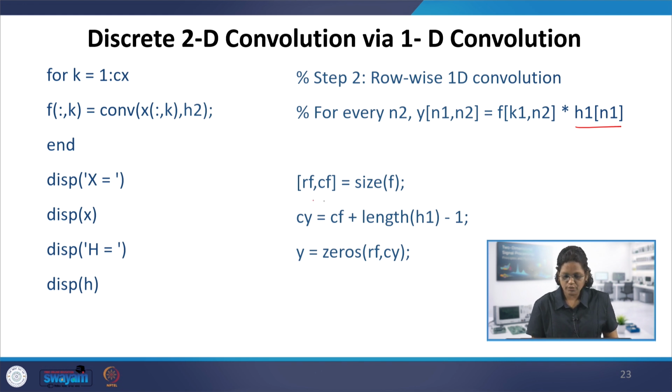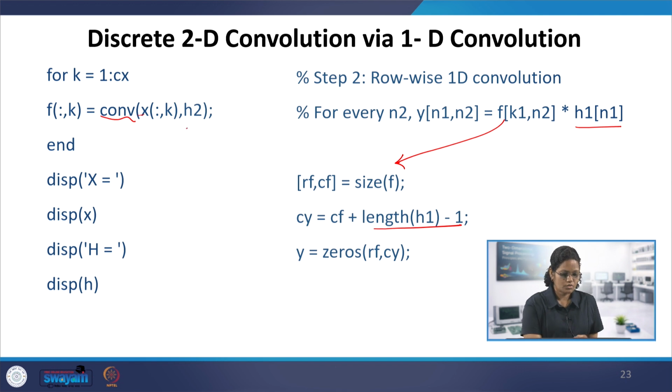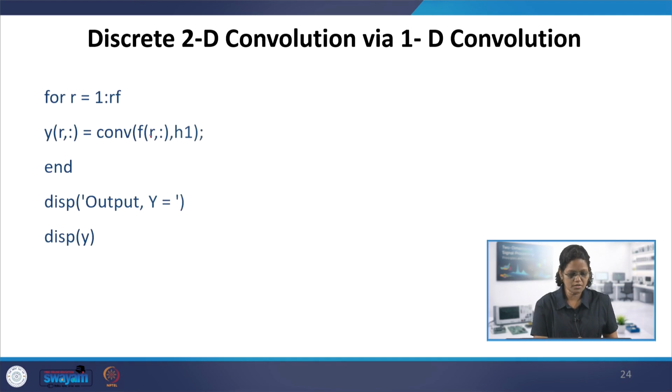Again we have to adjust the size, row-wise and column-wise, of f and cy. Adjusting the length index is important: cf plus length of h1 minus 1. So you get y as zeros, using the row indices size and that cy length, giving rf comma cy here, and display this. The command is only convolution: convolution of x of k, where k is varying column-wise, with h2, and then perform the same for f with h1. Then display this y.